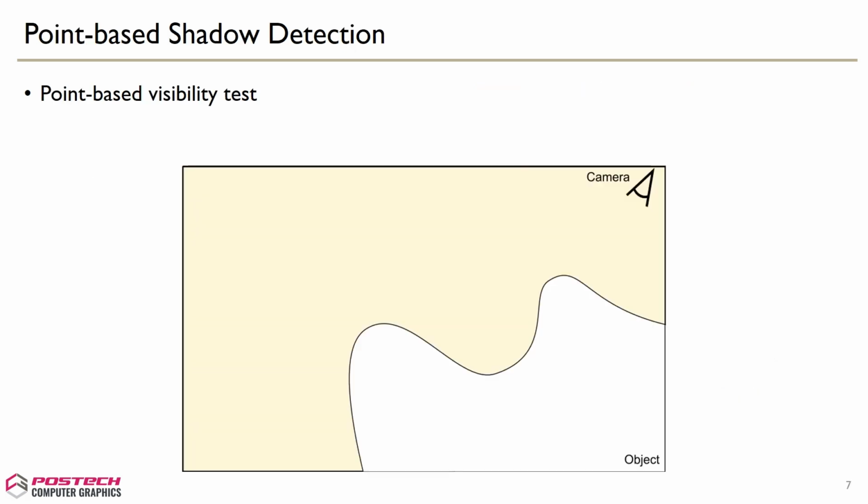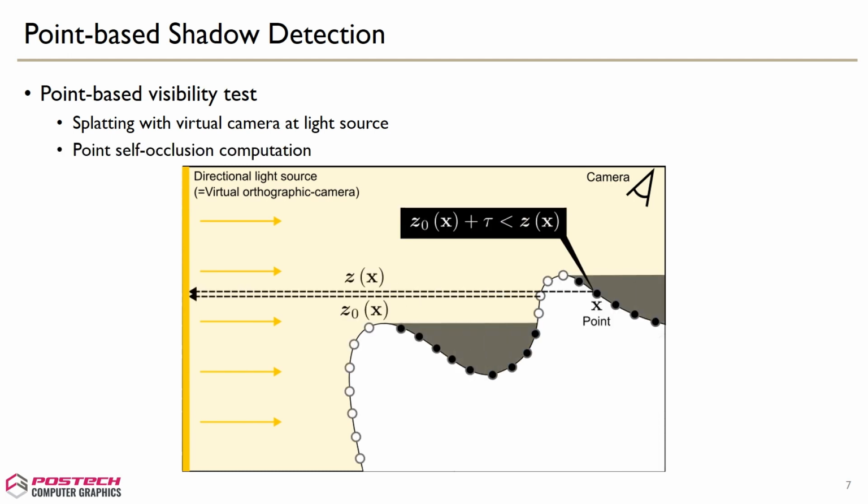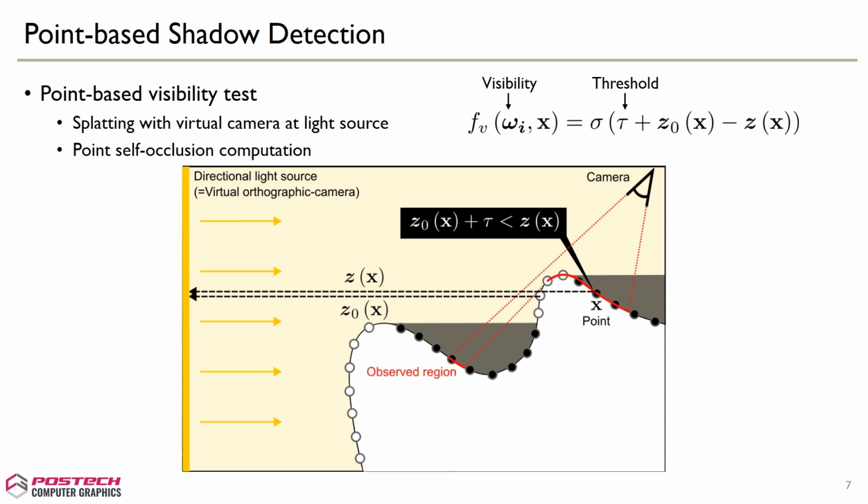We propose an efficient point-based shadow detection method to estimate point visibility. First, we assume a virtual camera corresponding to the input light source. We then perform splatting-based rendering of the points to the virtual camera. The resulting Z-buffer computes point self-occlusion with the following equation. If the computed point depth is smaller than the sum of the first intersection point depth and a threshold, point visibility is 1, meaning it is visible from the light source. Our shadow handling method efficiently and accurately computes point visibility with point-based rasterization.